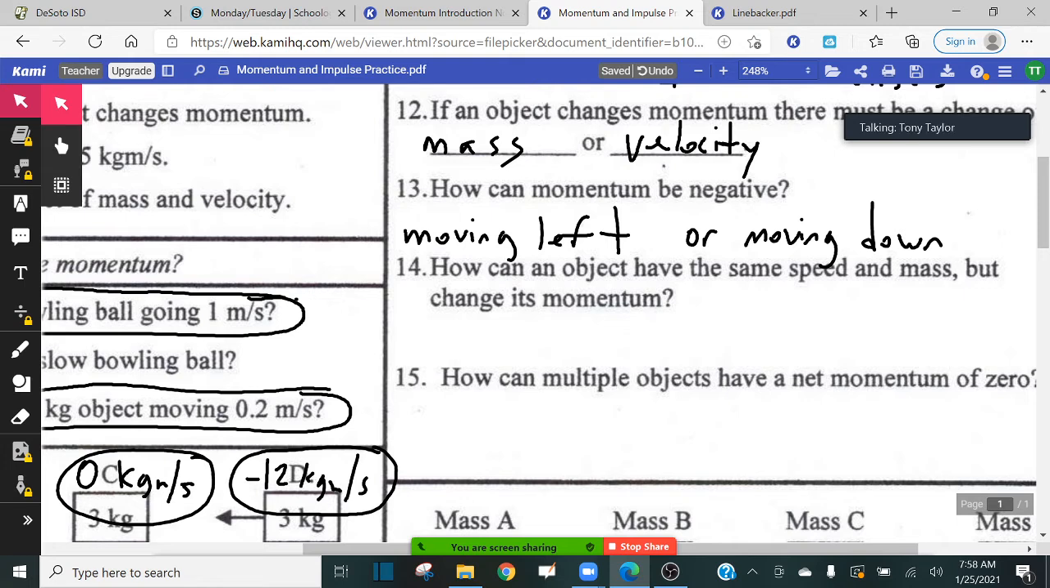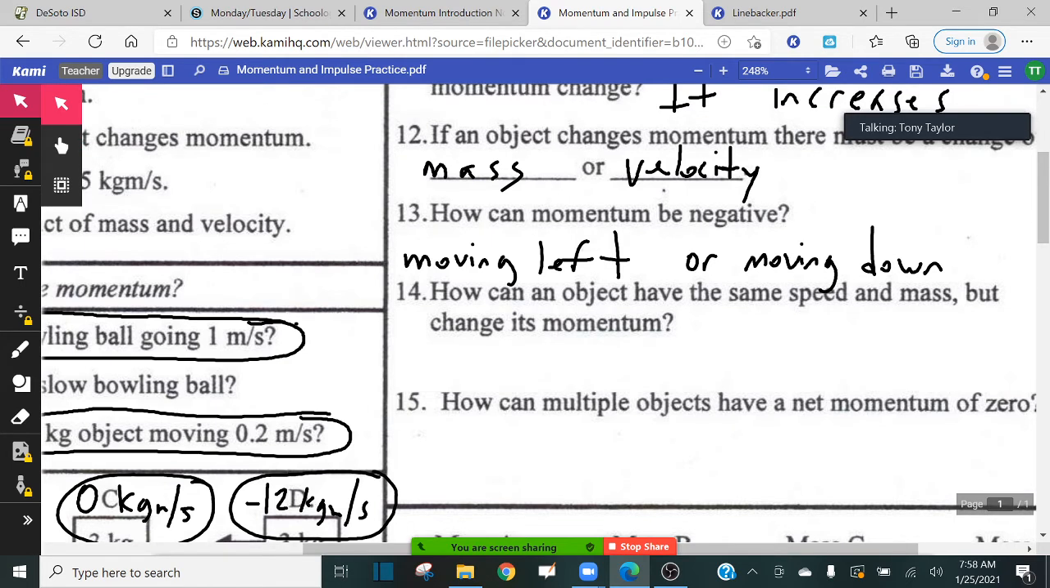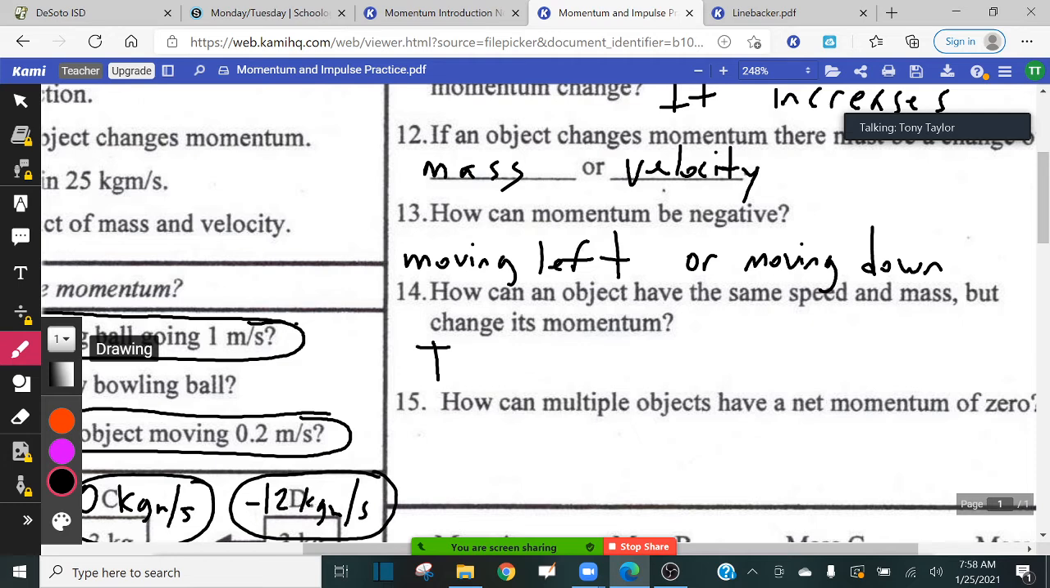Number 14 says, how can an object have the same speed and mass but change its momentum? Well, that's easy if the object turns around. So if it turns around and moves in the opposite direction, that would be one way it could change its momentum. Clearly it changes its momentum, because momentum is an example of a vector, and it includes magnitude and direction.